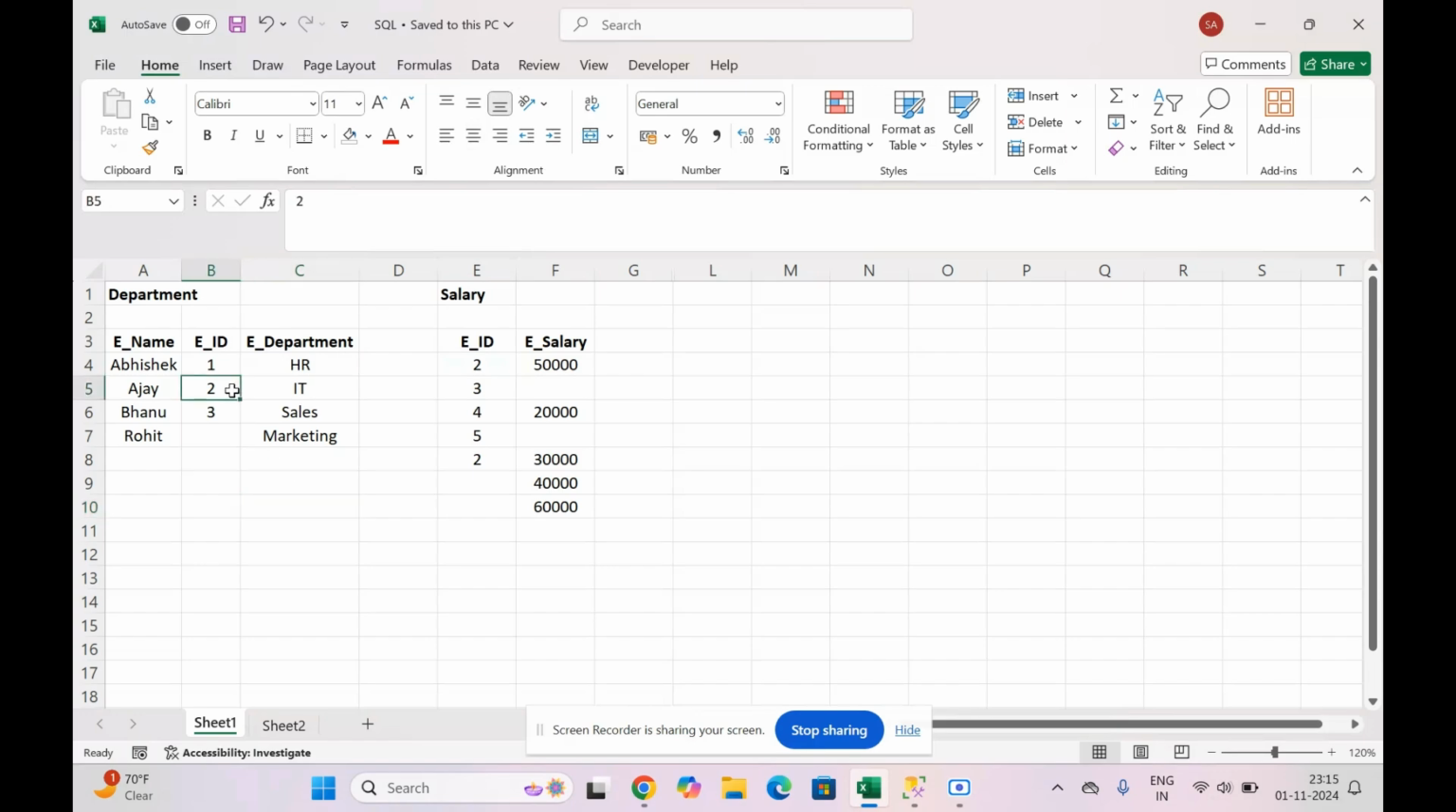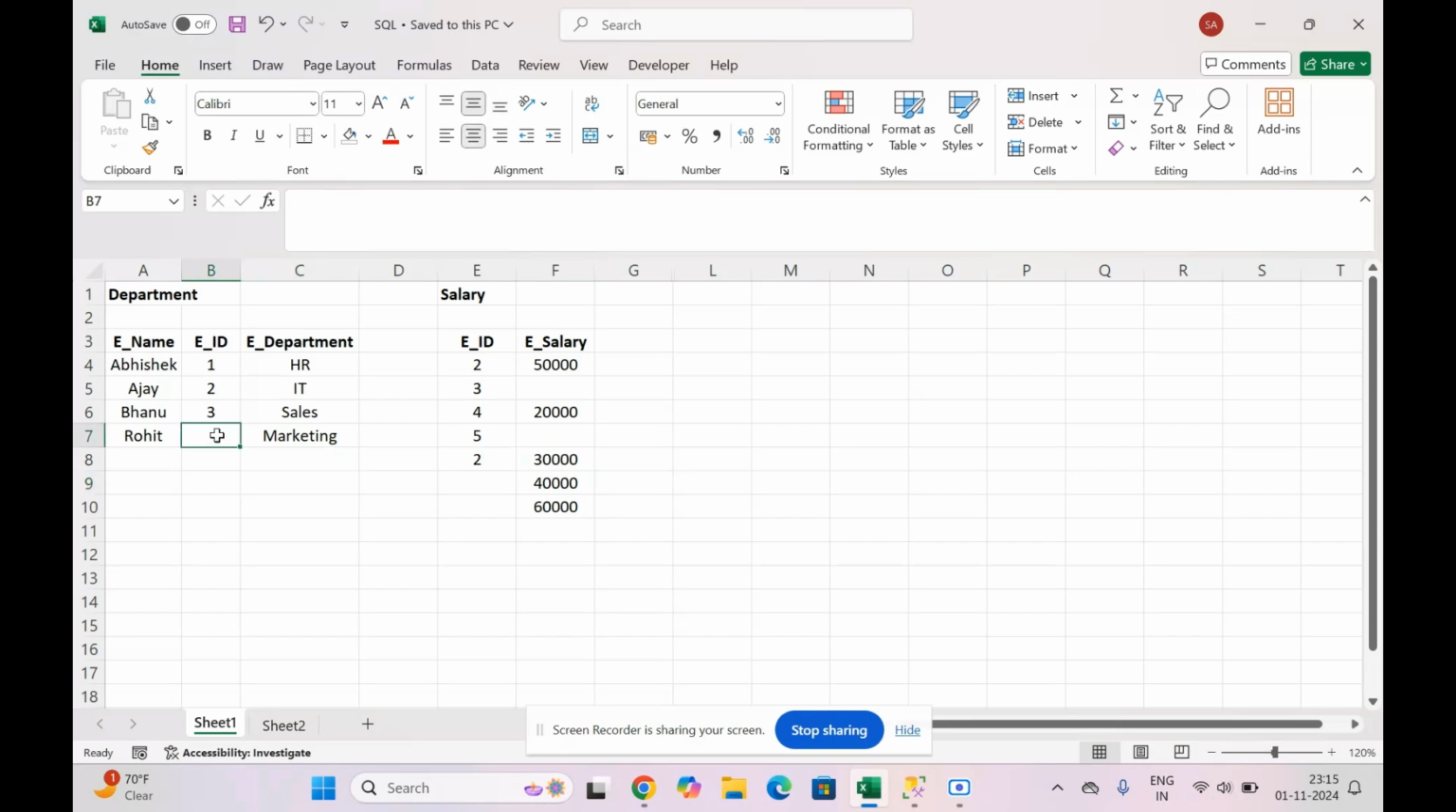What happens if there are two entries for the matching ID? For example, for this employee Ajay, whose ID is 2, there are two entries for ID number 2, one with salary of 50,000 and the second with a salary of 30,000. So what will happen? Will we only get the first match, or will we get two rows for both the matches? Now the second question is, what happens when we have a null?